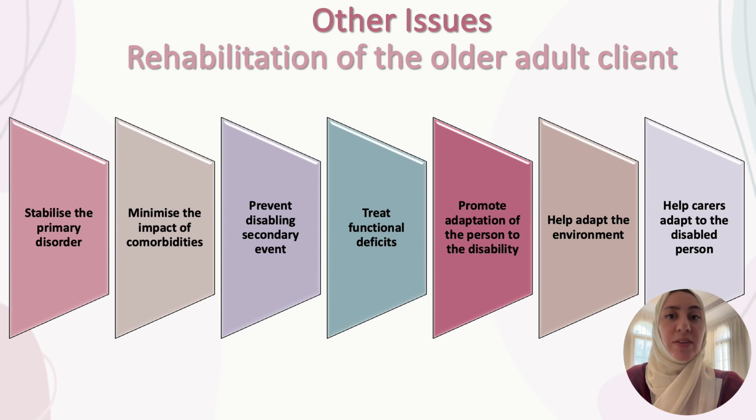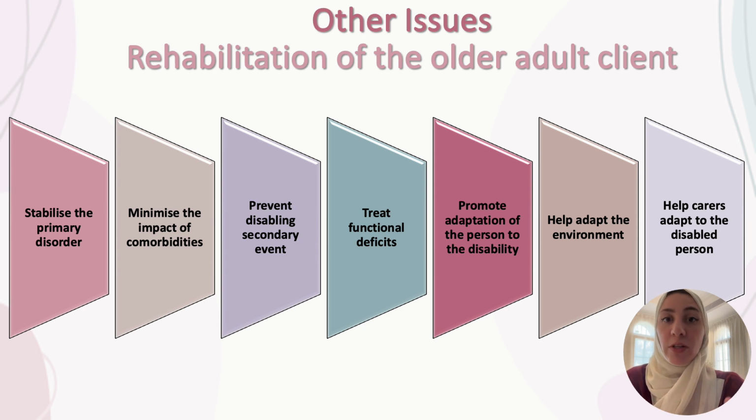Then we have to prevent disabling secondary events, like avoiding complications that can worsen the functions, preventing bed sores and pneumonia by encouraging mobility and breathing exercises. Then we have to treat the functional deficit by improving the physical or cognitive abilities through therapy, using physiotherapy to restore the balance and walking ability after a fall.